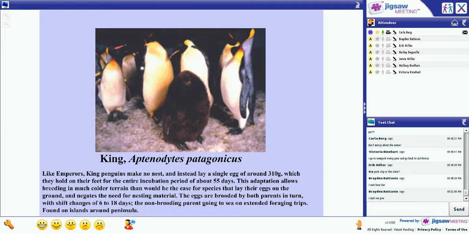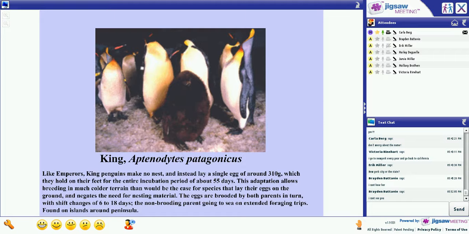And king penguins are the last type we're going to look at quickly. Like emperor penguins, king penguins make no nest, and instead they lay a single egg of around 310 grams, which they hold on their feet for the entire incubation period.